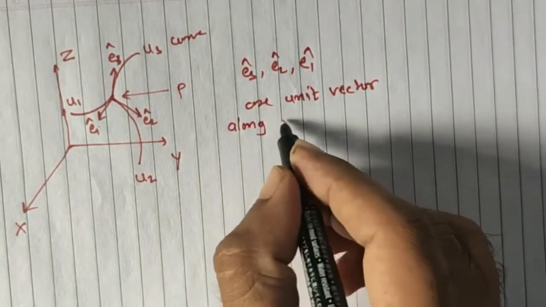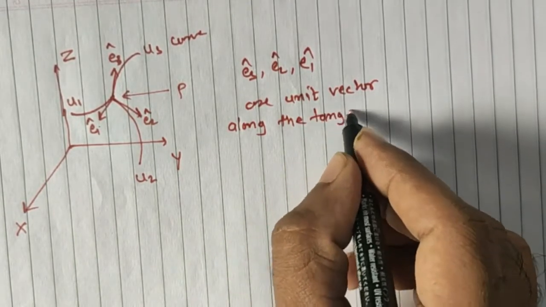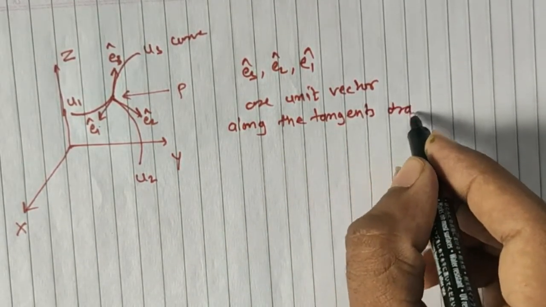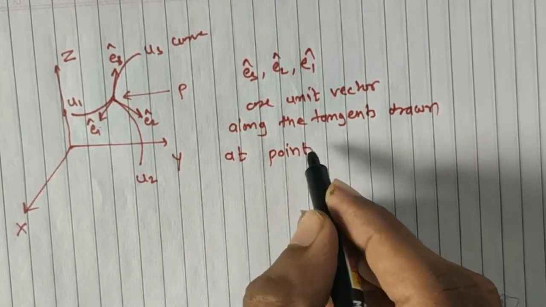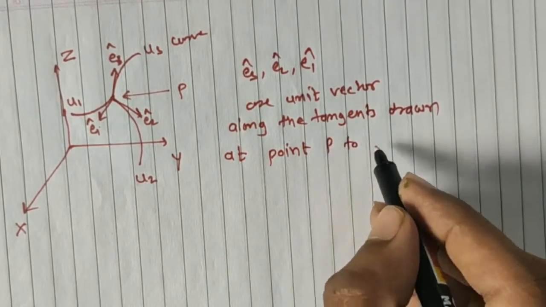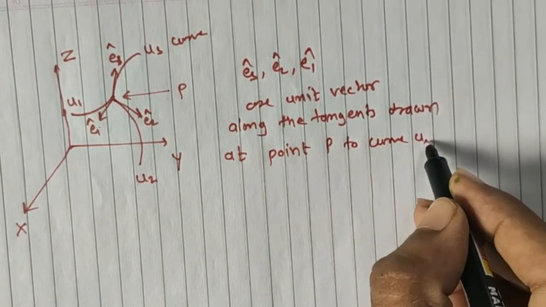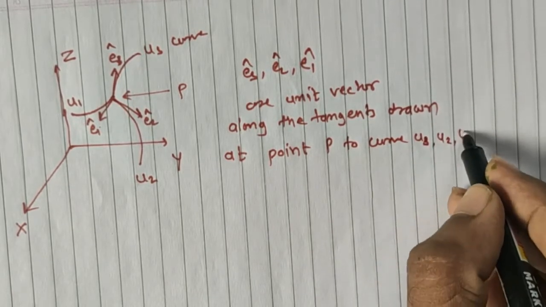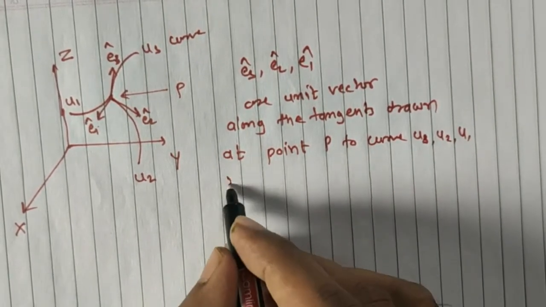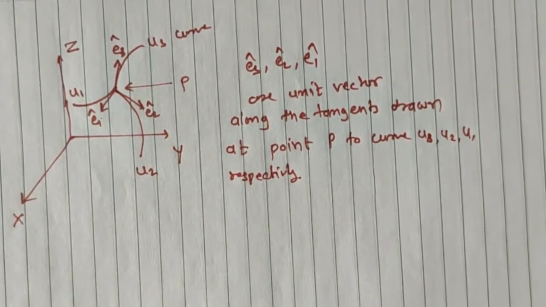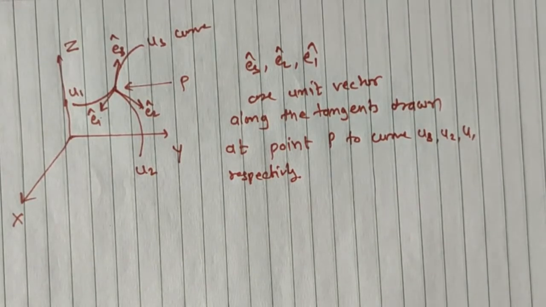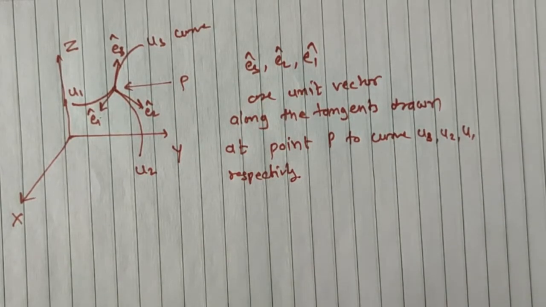along the tangents drawn at point P to the curves u3, u2 and u1 respectively. So now we understood that e1, e2 and e3 are unit vectors which are along the tangents drawn to the curves u1, u2 and u3.